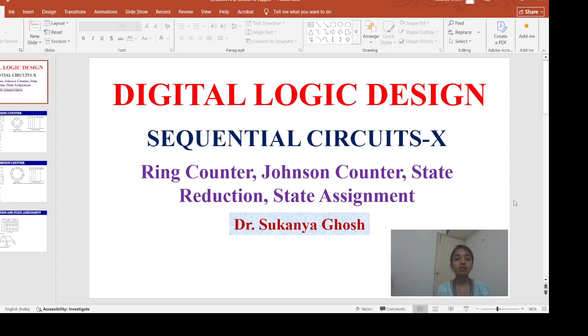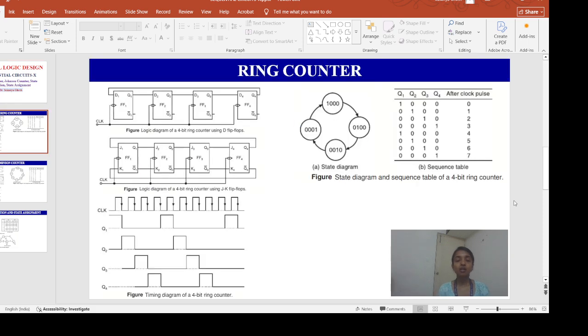Welcome back everyone. So this is our last part of the sequential circuits. In this part we will discuss the ring counter, Johnson counter, state reduction and state assignment. Last lecture we have seen the synchronous counter, how to design the synchronous counter. Now today we will see what is a ring counter.